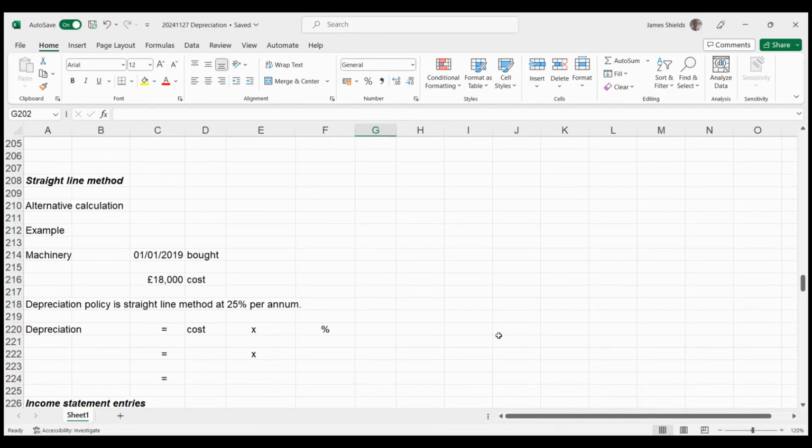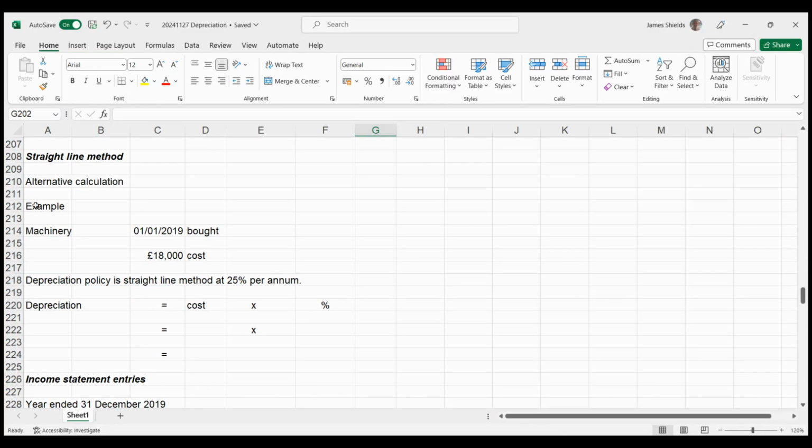Now again, straight line method, the alternative calculation. This time, in our example, we've got a machine and it was bought on the 1st of January 2019. The cost was £18,000. Depreciation policy is the straight line method at 25% per annum. So there's no estimated scrap value or number of years. So we use a straightforward method, which is the cost times the percentage. So the cost is £18,000. The percentage is 25%. And 18,000 times 25% should come to £4,500, which it does.